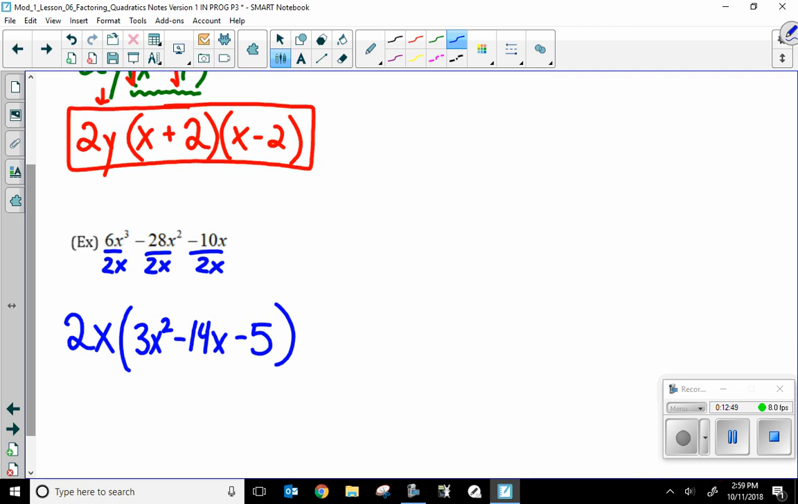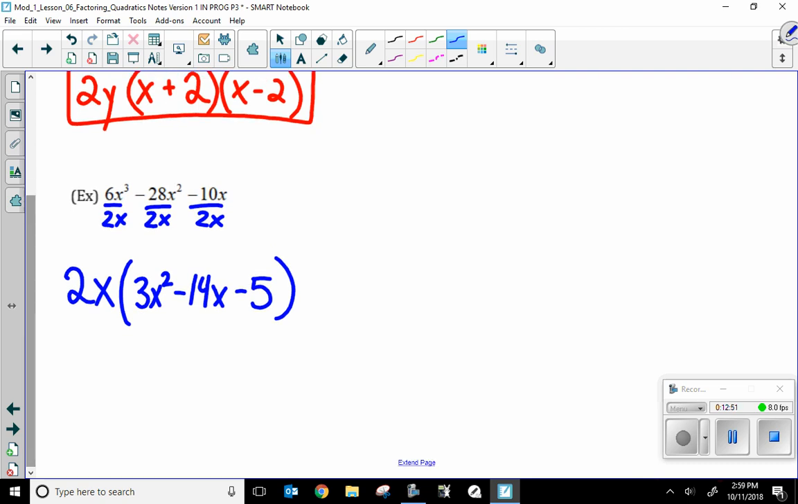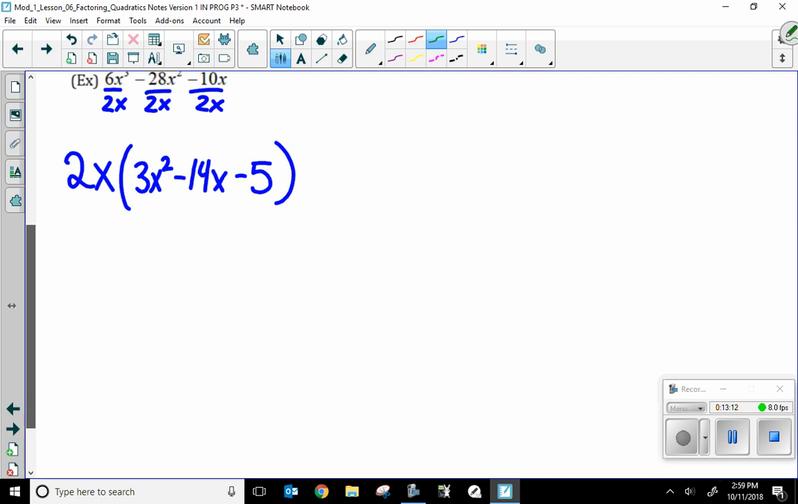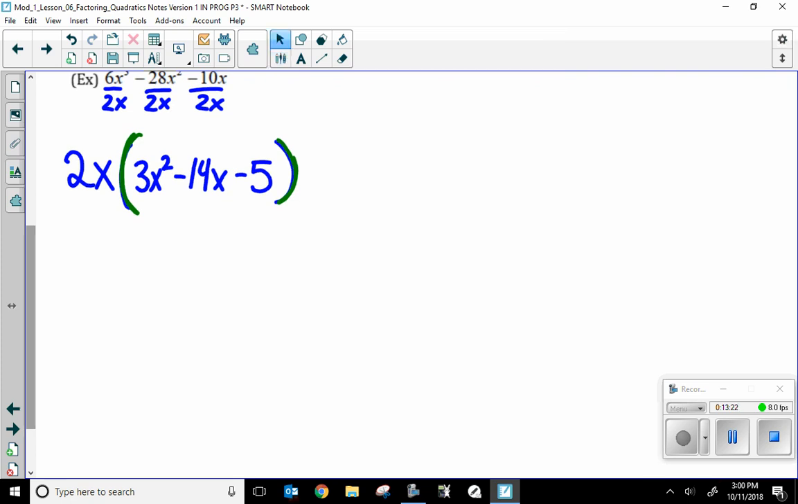Well, I can't factor out a greatest common factor anymore. 3 and 5 are not perfect squares. So this is going to be either factored by grouping or slip and slide. These are one of those hard trinomials. So I'm going to do slip and slide. Now, please keep in mind, I'm going to slip and slide just what's in parentheses here. My 2x is going to come along for the ride. My 2x still needs to be in my answer. But for right now, I'm just focusing on what's inside the green parentheses.